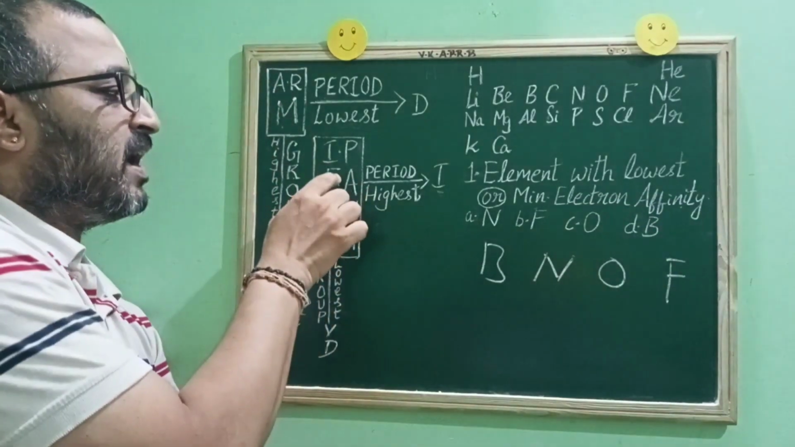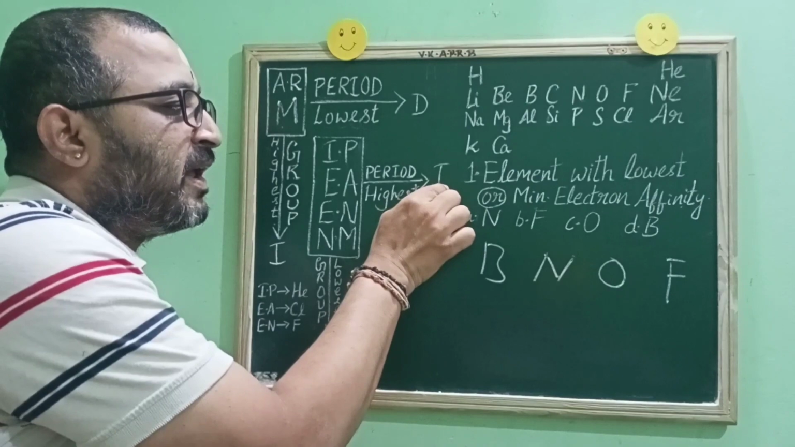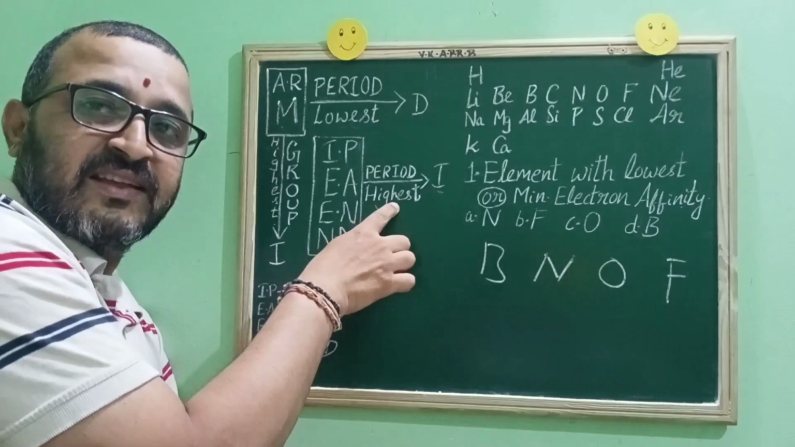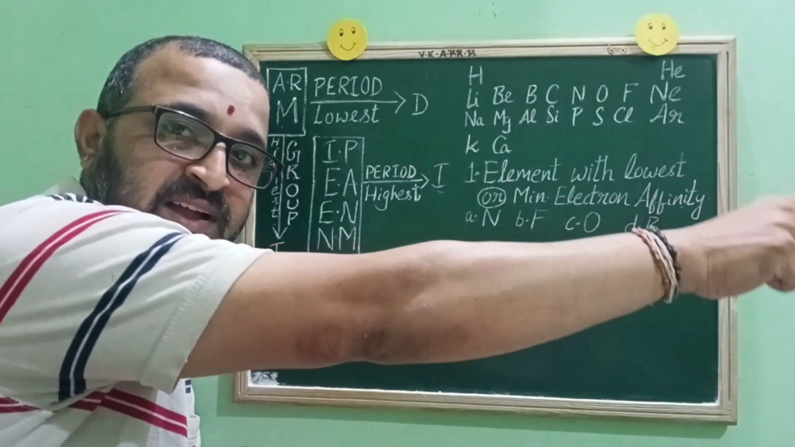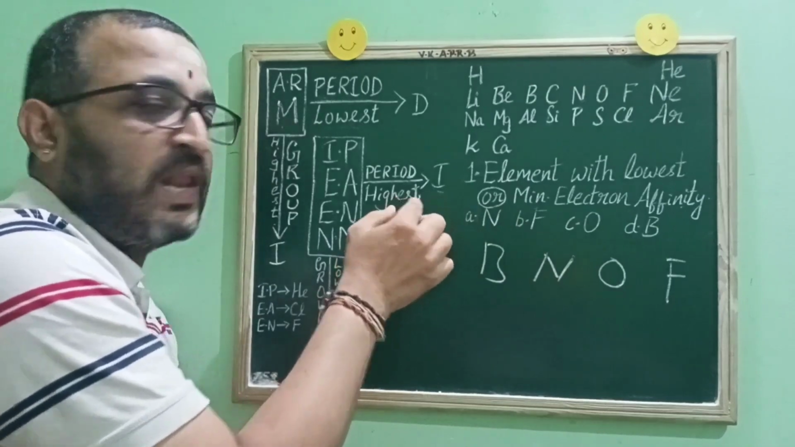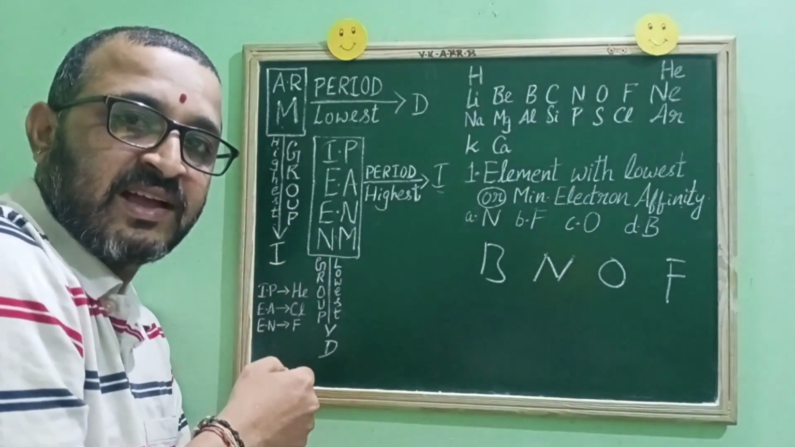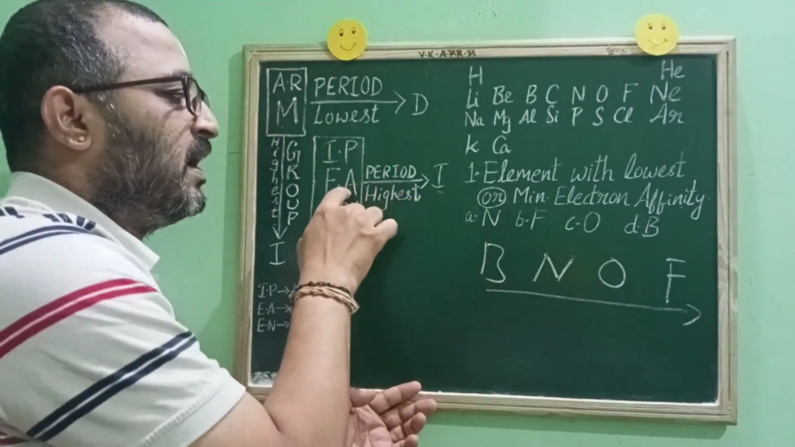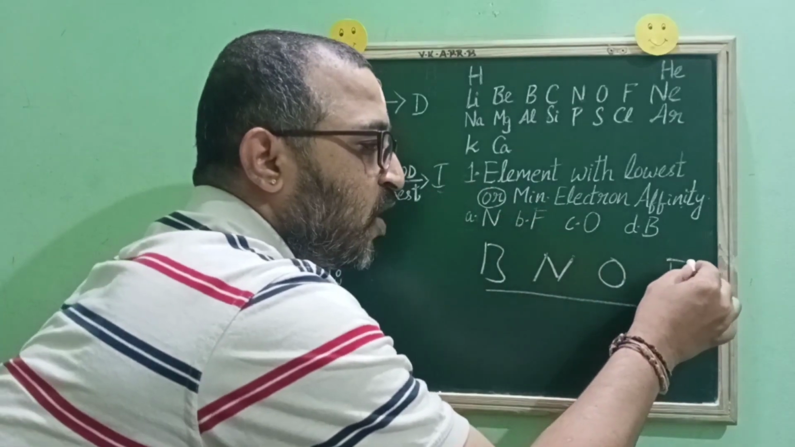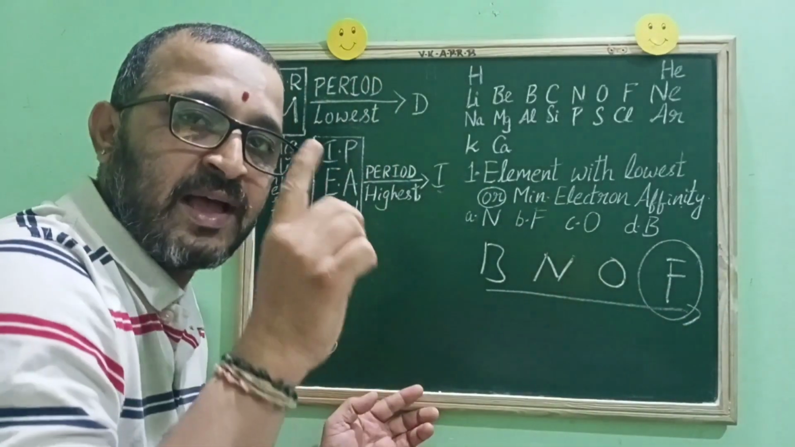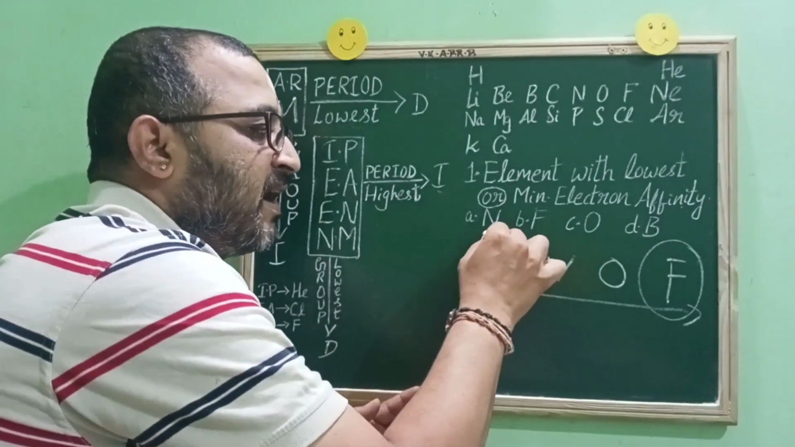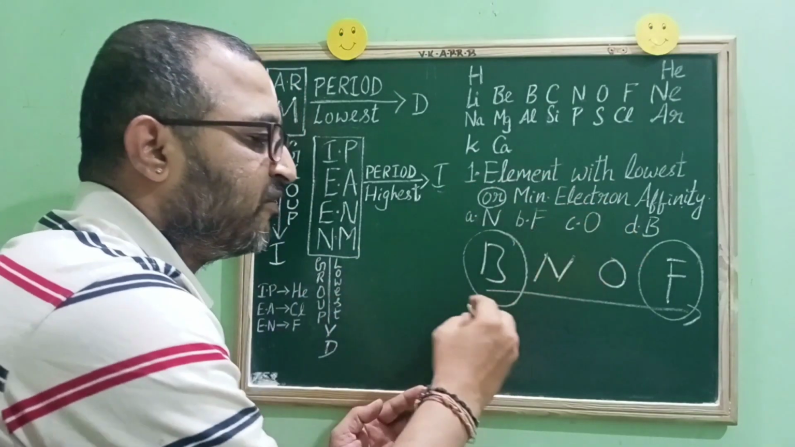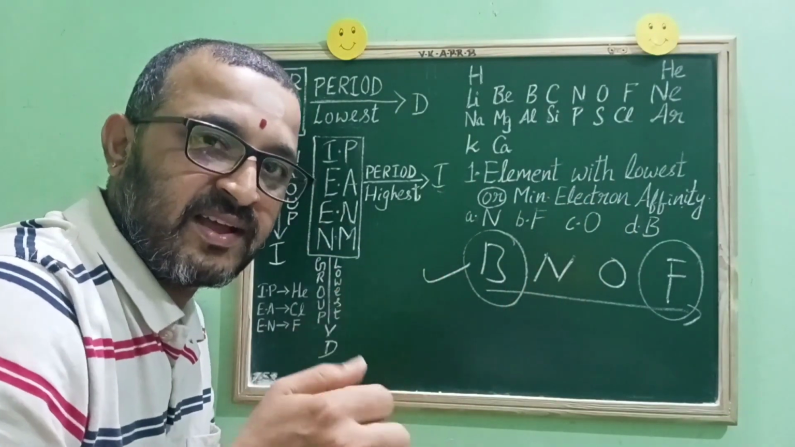Electron affinity. See, the electron affinity, when you go across the period, it is going to what? Increase. That is, the element with the highest electron affinity will be towards the right hand side and the element with the lowest electron affinity will be towards the left hand side. So keeping that in mind, when you go across the period, the electron affinity will increase. The electron affinity of fluorine is maximum and the electron affinity of boron is minimum. So the answer for this question will be boron. Is it clear, children?